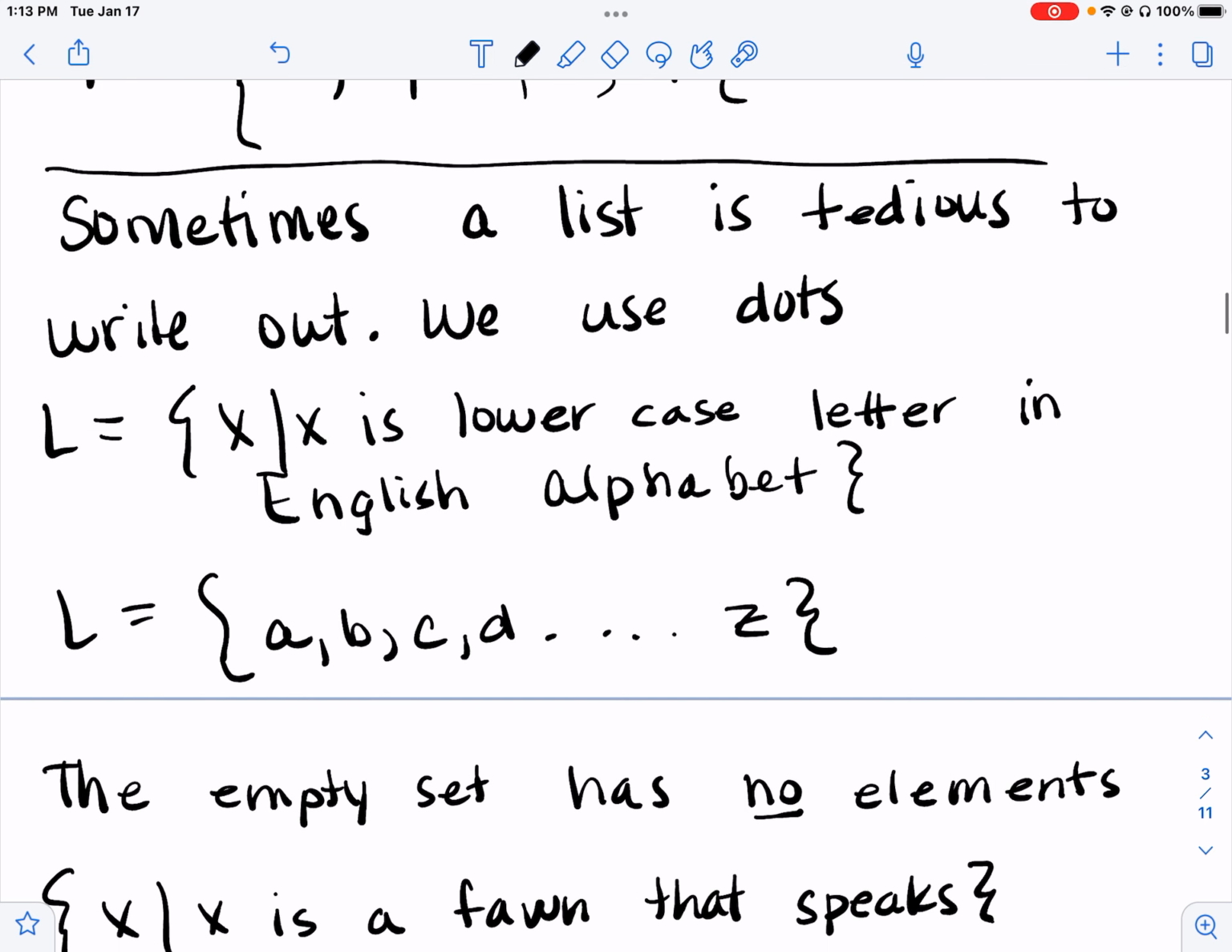Sometimes a list is tedious to write out, and we use dots. The dots mean keep going. L is a set, X such that X is a lowercase letter in the English alphabet. So A, B, C, D, and it would keep going through Z, but we don't want to write all that out. That's a lot.